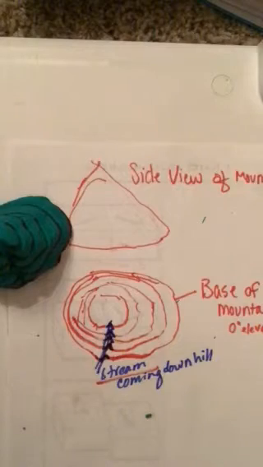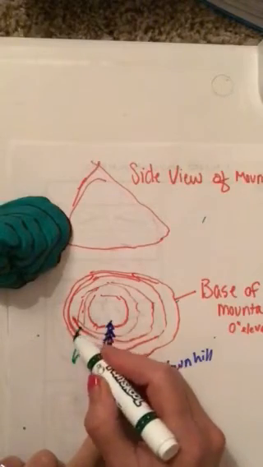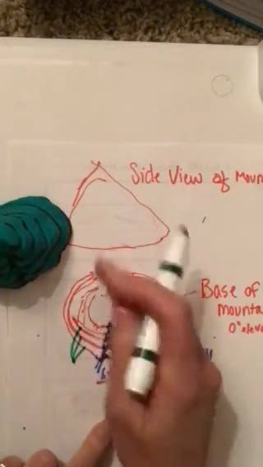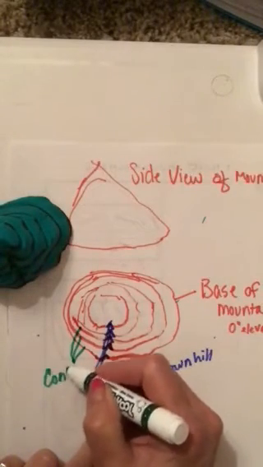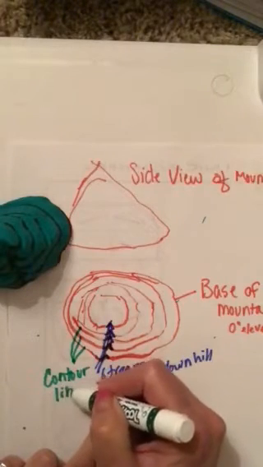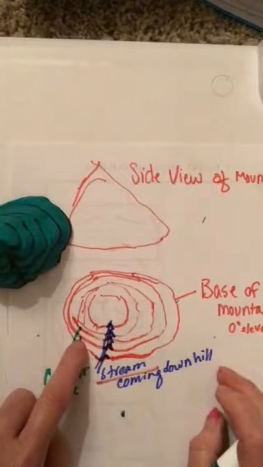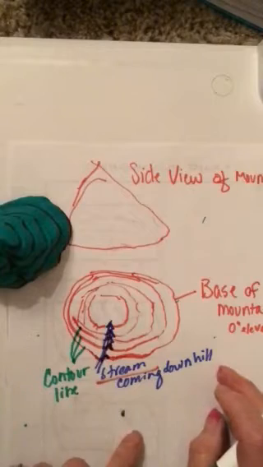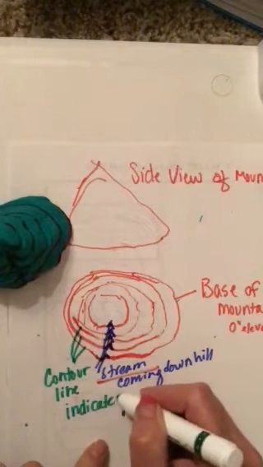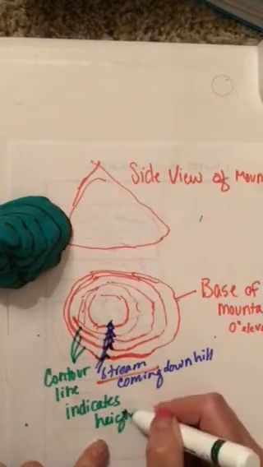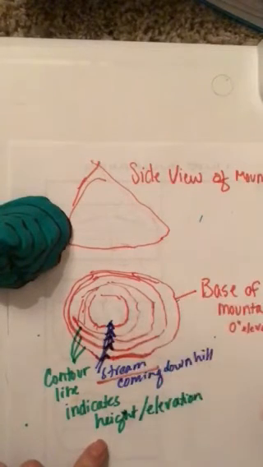Now, I've been saying these lines. Each one of these lines that we have drawn to create our topographic map is called a contour line. So each one of these lines is known as a contour line. It's not just a line, it's a contour line. And it indicates a certain elevation, so it indicates the height, the elevation of this mountain or hill.